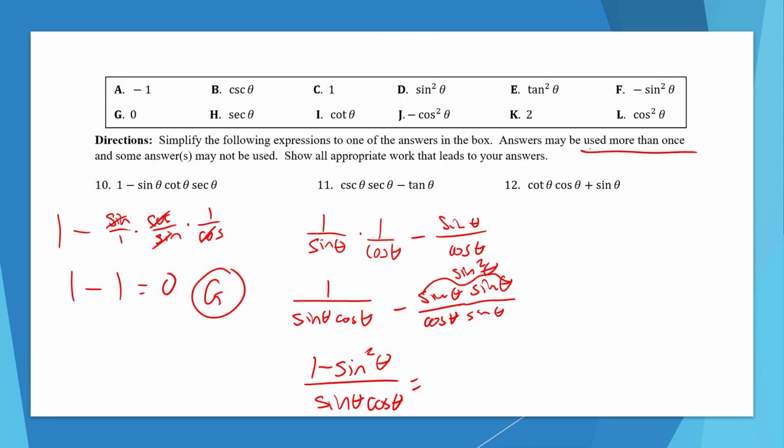Here, this is going to be cosine squared theta from the Pythagorean identities over sine theta cosine theta. Here we can cancel out a cosine from the top and bottom.